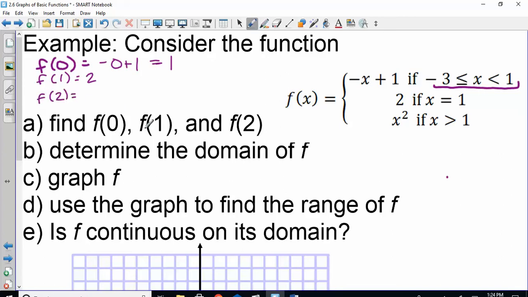F of 2. So when x is 2, which piece am I on? The third. So we get out x squared, so 2 squared is 4. So sometimes I might ask you to evaluate from a piecewise function, and you just have to figure out which piece you're plugging it into, and then replace your x to get your answer. Let's wait until after we graph it to do the domain and range.